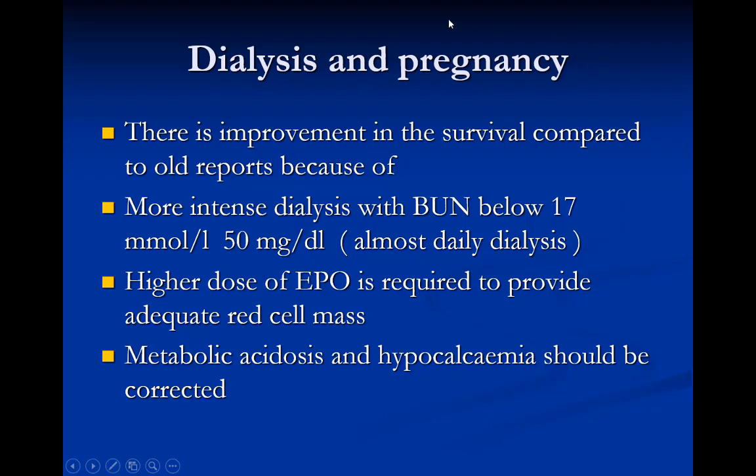What about dialysis and pregnancy? There is an improvement in survival compared to older reports because of more intense dialysis, with blood urea nitrogen below 17 millimole per liter, 50 milligram per deciliter, almost daily dialysis. A higher dose of erythropoietin is required to provide adequate red cell mass. Metabolic acidosis and hypocalcemia should be corrected.